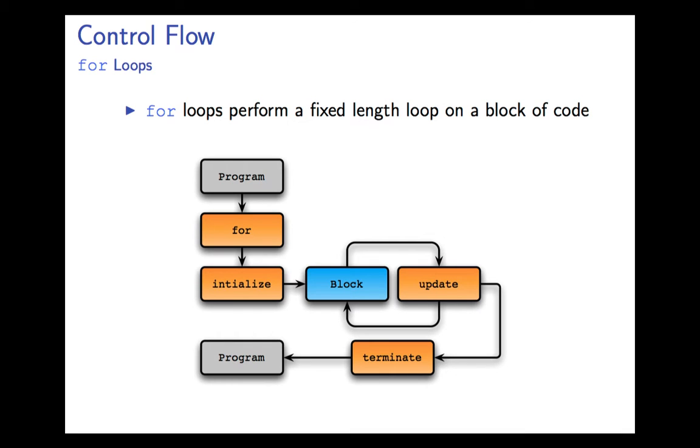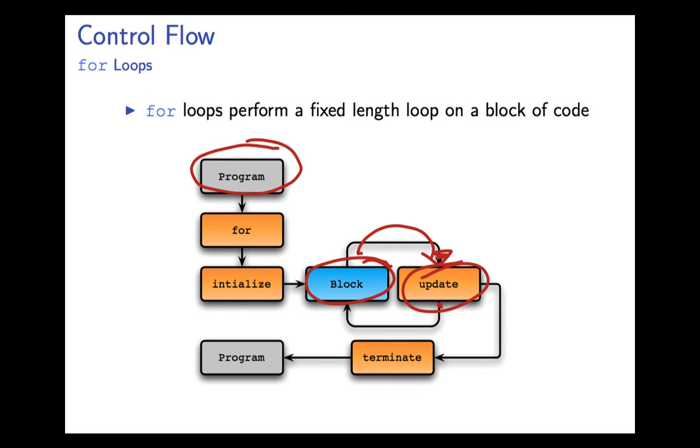For loops are a way to perform a fixed length loop on a block of code. You have the program. The program comes up on the for loop. The for loop will initialize, and then it'll execute the block. After the block, there will be an update.